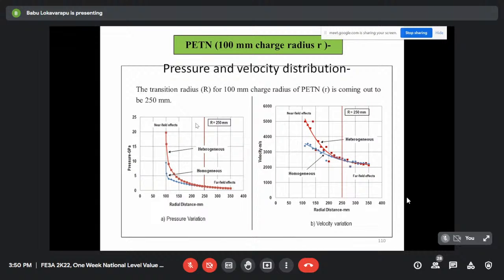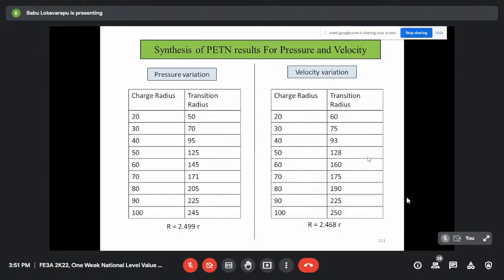Similarly, for PETN 100, this is 250, and this is also 250, for pressure and velocity. Therefore, if I keep beyond 250, then nothing will happen, because it is in the far field effect. Now you can see the values here, the variation of the pressure and the velocity variation. I said 20 to 100 taken in total, and the transition radius computed like this: 50, 70, and so on, up to 245. For velocity variation, it's coming 60 to 250.